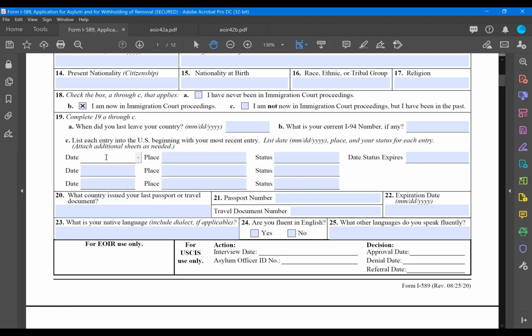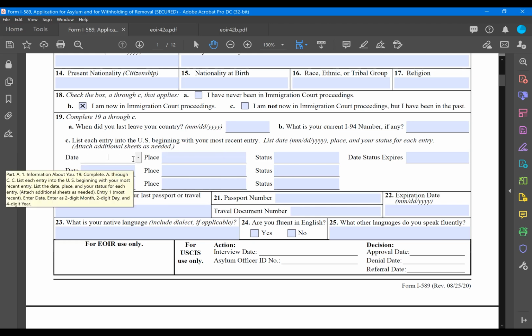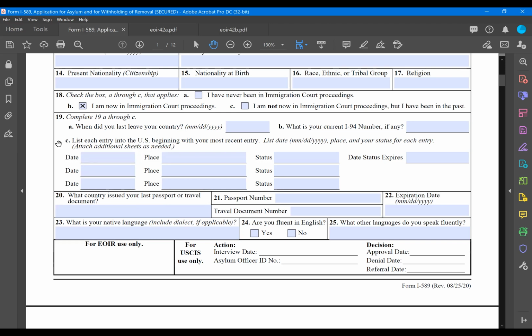And this is really important because that 1-year deadline that I told you about is based on that date that they entered the US. So we want to get that date right and make sure that USCIS or the court know that we're applying within that 1 year that they entered the US. Make sure to get the date right. So only people who entered lawfully will have this I-94 number. So they may or may not have it if you're applying for asylum. And here you enter all your entries, all of the person's entries into the US.